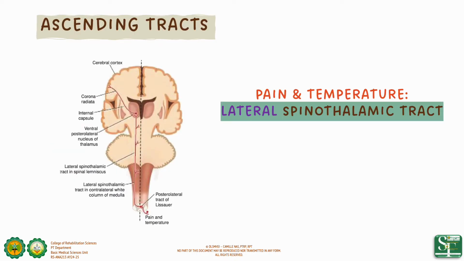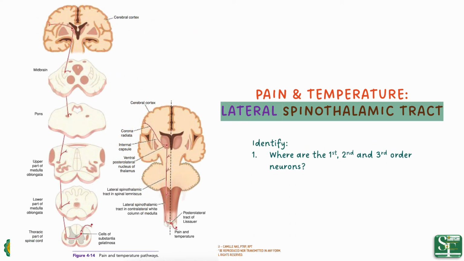Alright, so let's start with the lateral spinothalamic tract. Mabilis na to kasi ito din yung mga nasa table na. So, spinothalamic tract, this is again responsible for pain and temperature. The lateral fibers, no, lateral, please, wag kakalimutan, si lateral spinothalamic tract. Where the first, second, and third order neuron. Again, first order is DRG. Second order, substantia gelatinosa. Third order is the VPL nucleus of the thalamus.